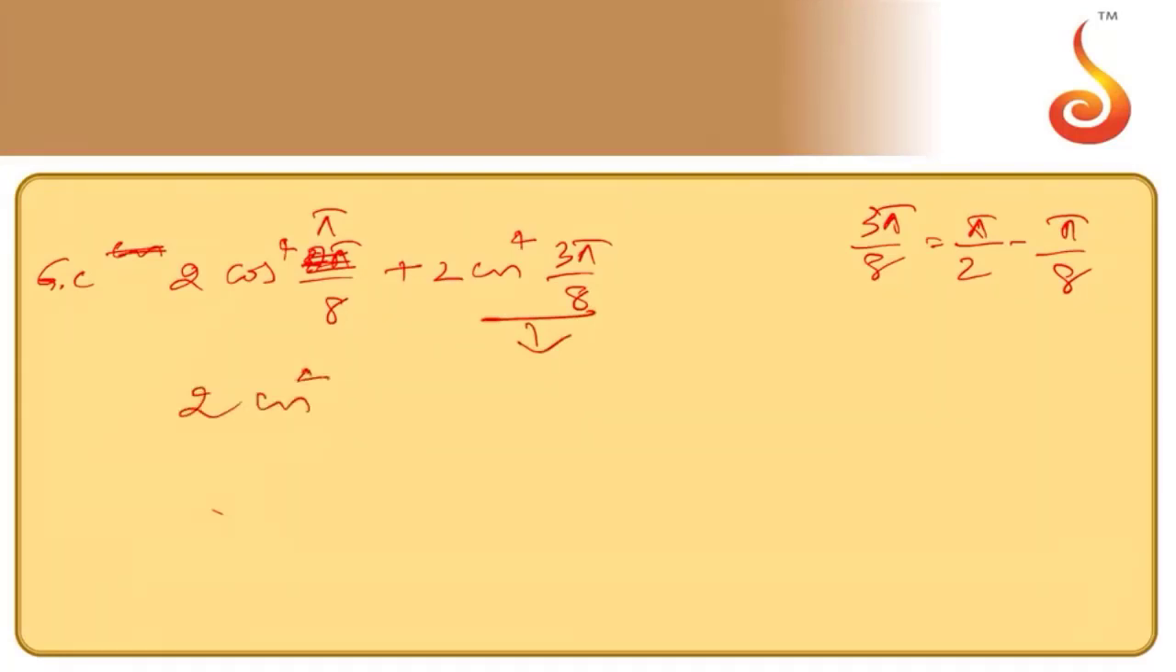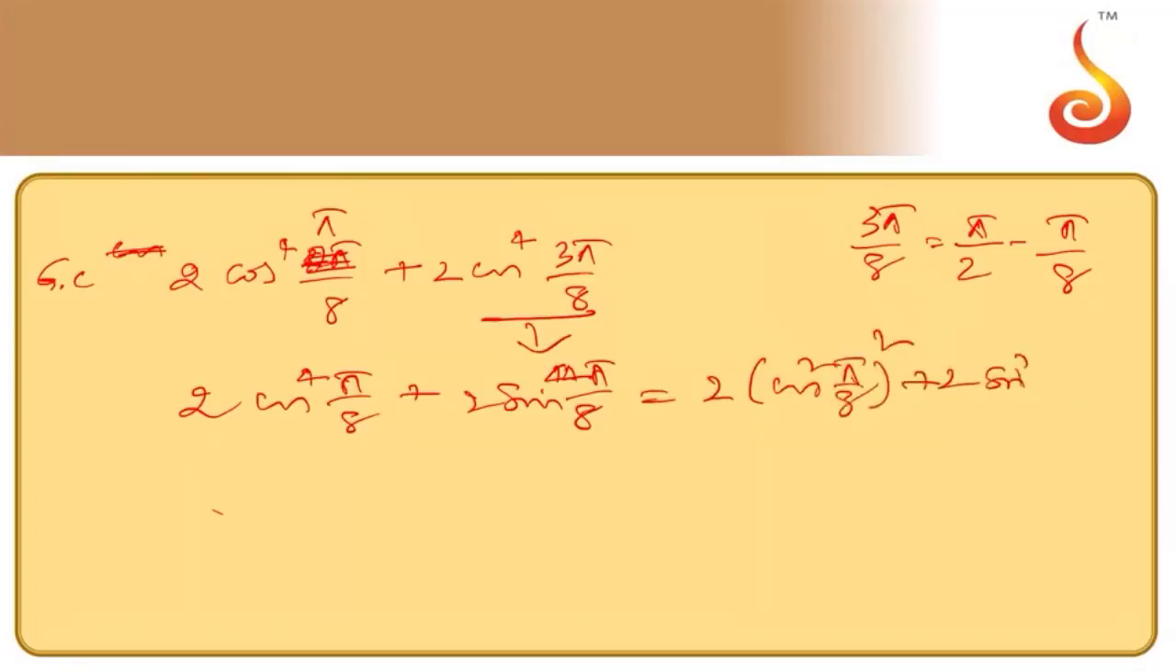So, 2 times cos to the power 4 of pi by 8 plus 2 times sin to the power 4 of pi by 8. That can be simplified as 2 times (cos square pi by 8) whole square plus 2 times (sin square pi by 8) taken whole square. And that is equal to 2 times cos square theta. We know the formula: cos square theta can be written as (1 plus cos 2 theta) by 2.